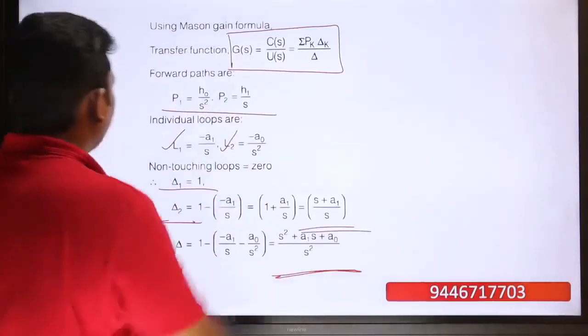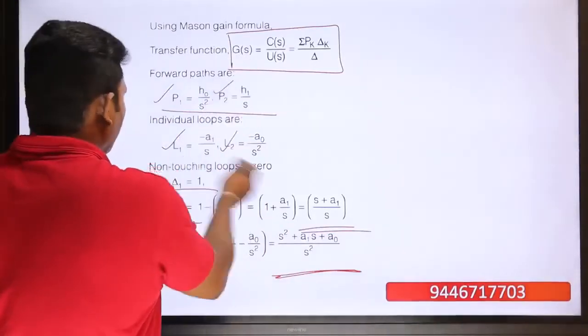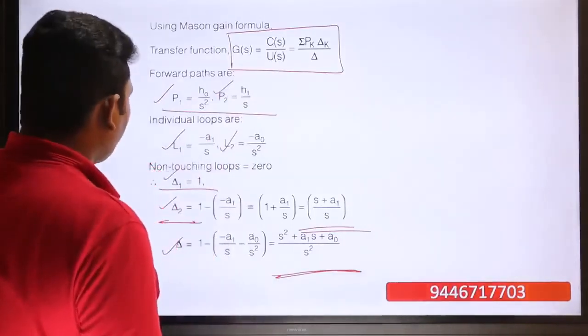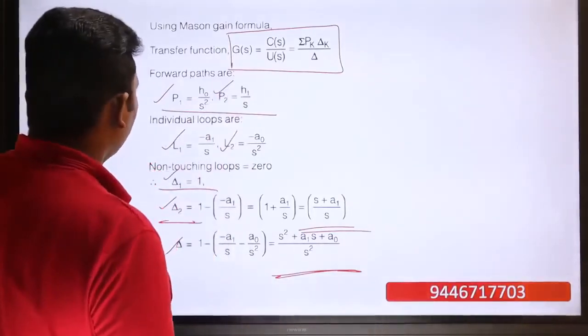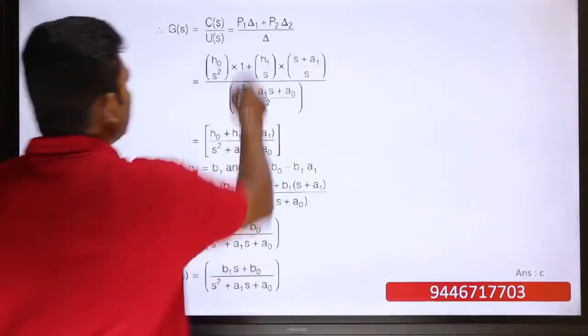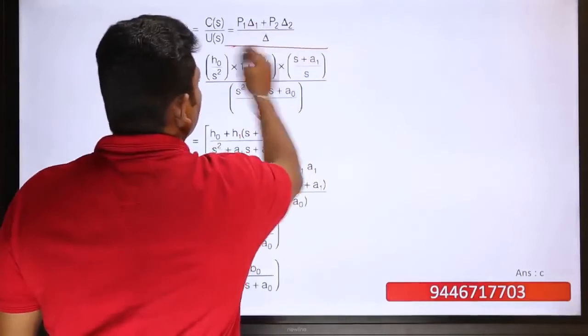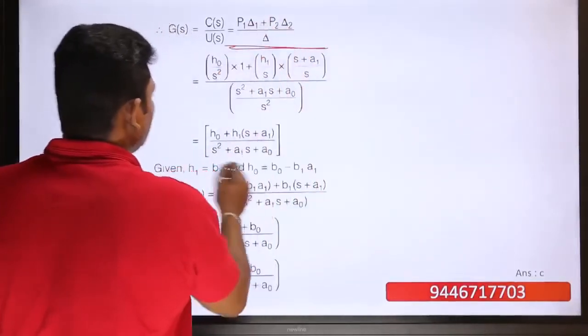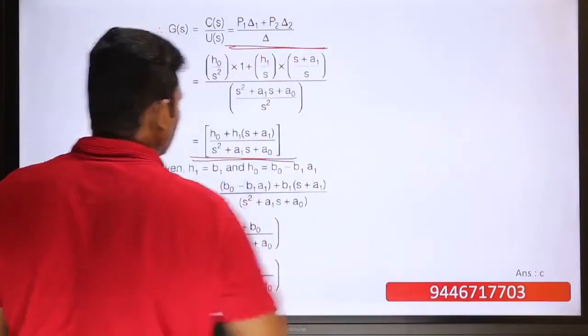So we have obtained the values of P1 and P2, L1, L2, then delta 1, delta 2 and delta. So we will need P1, P2, delta 1, delta 2 and delta. Substituting these values, we will get the expression of g of s including h0 and h1 as this.